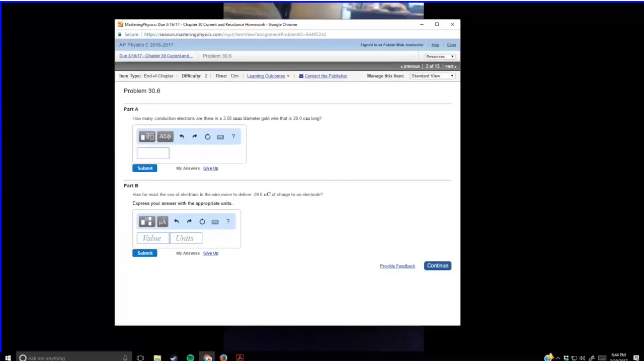Okay, so this is going to be very similar to the previous wire charge one, where you're going to want to look at the table on 869 to answer this one. How many conduction electrons are there in that much?